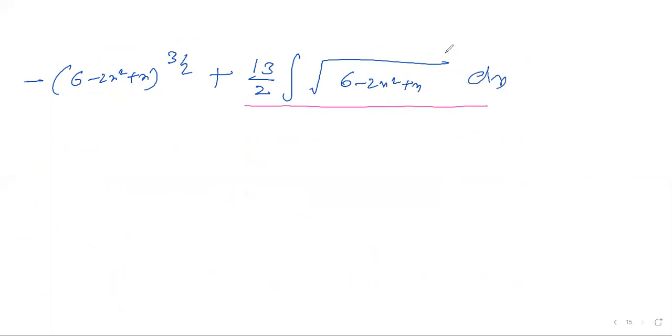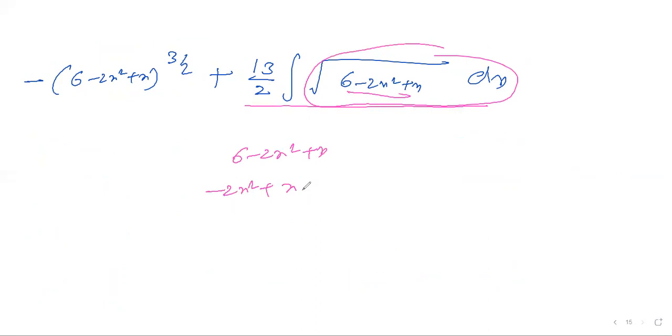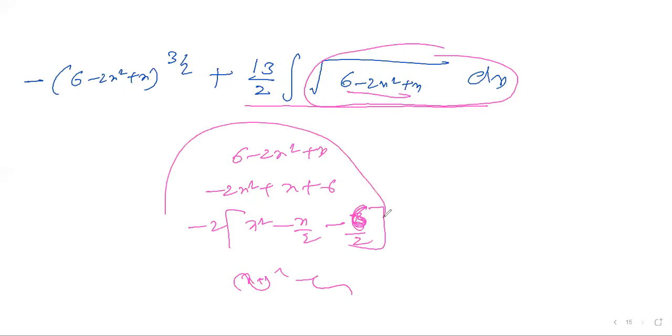Now the second part starts. As I told you, take this part and start working on it separately. 2x square plus x, this you rewrite as minus 2x square plus x plus 6. Minus 2 you take common: x square minus x by 2 minus 3 by 2, minus 6 by 2 you write, because 2 is taken. This you can write as (x plus a) whole square plus some constant. After this you substitute here and continue.